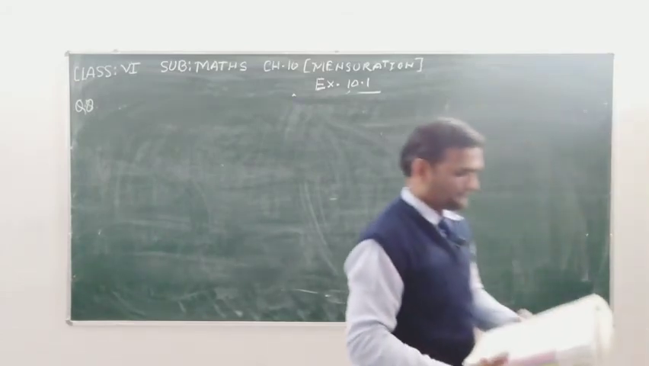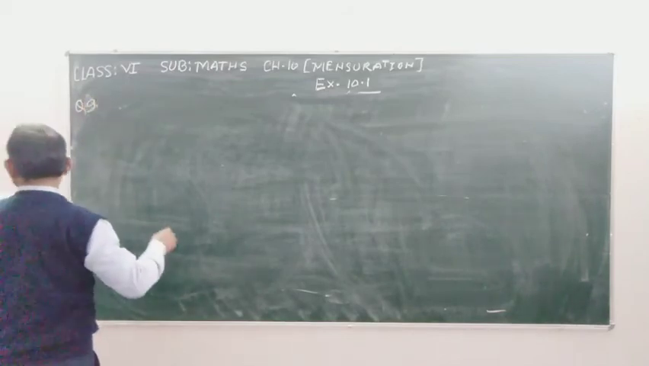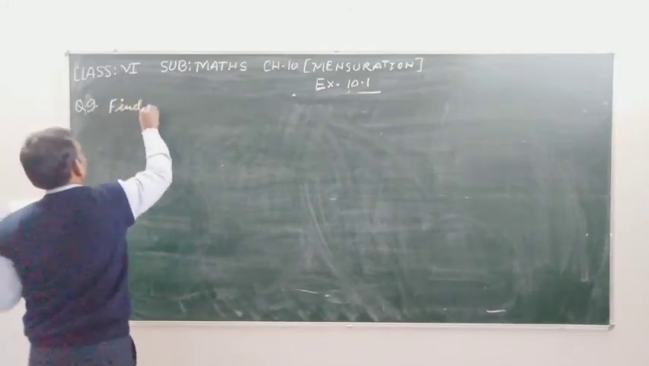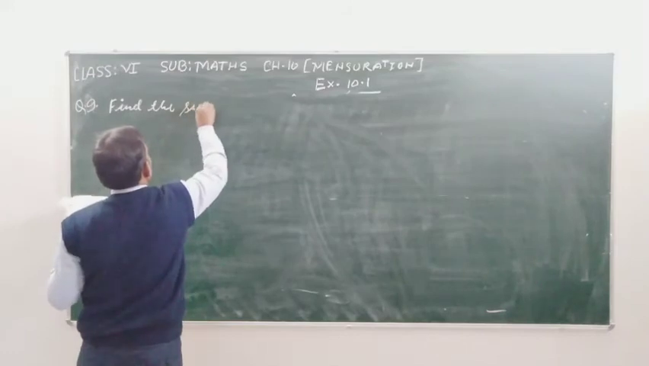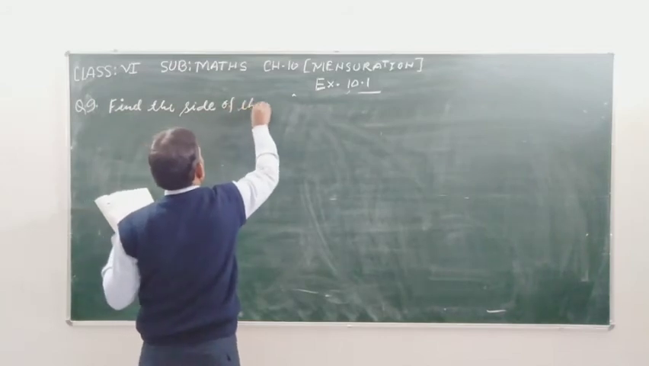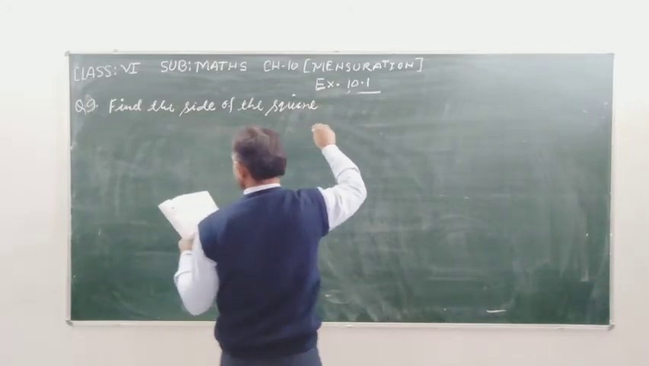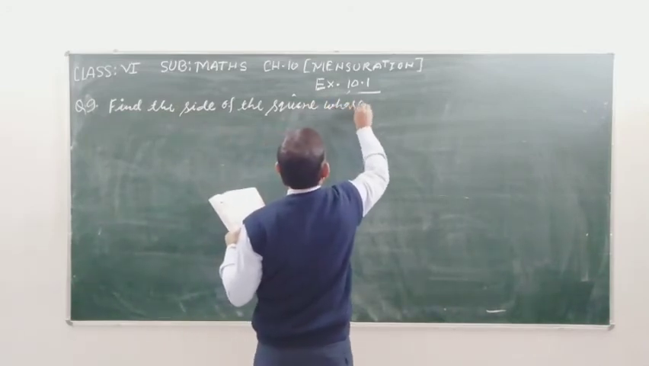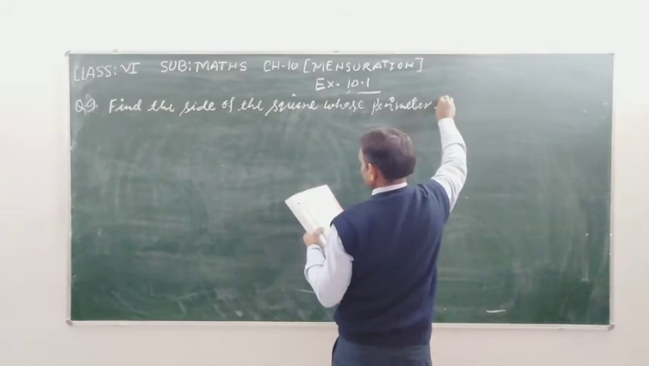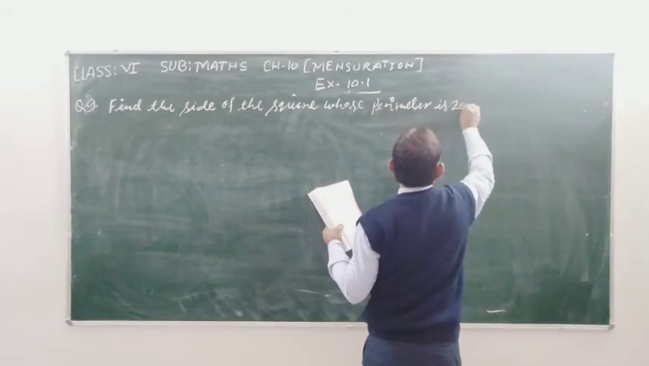Firstly, I am writing the question. Question number 9. Find the side of the square whose perimeter is 20 meter.